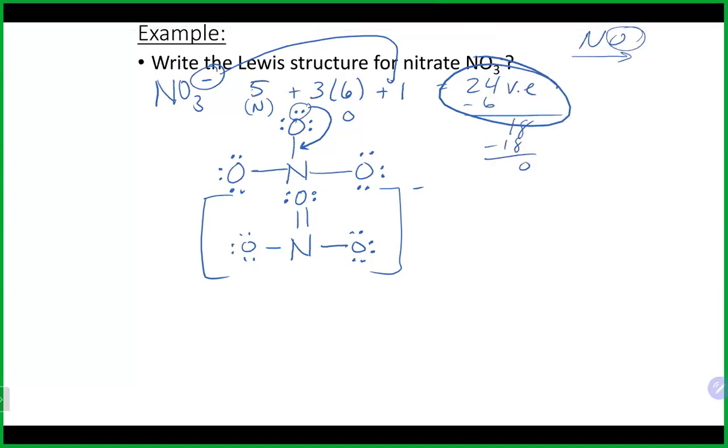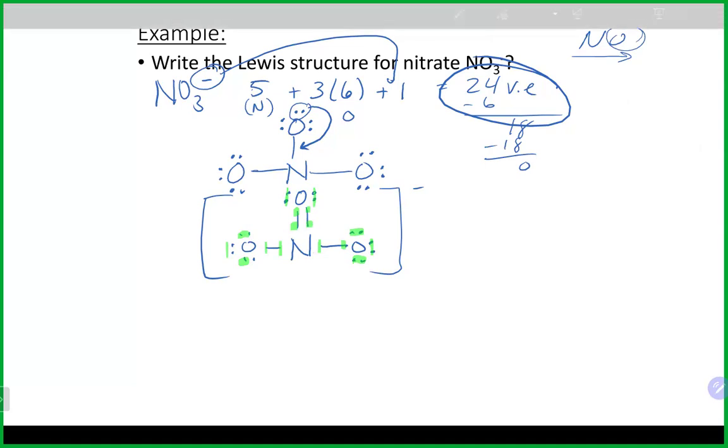So let's make sure I did. That is 2, 4, 6, and 8 electrons for the oxygen on top, so it's good. That is 2, 4, 6, 8 electrons for that oxygen, so it's good. That is 2, 4, 6, 8 electrons for that oxygen, it is good. That is 2, 4, 6, 8 electrons for the nitrogen, it is good.